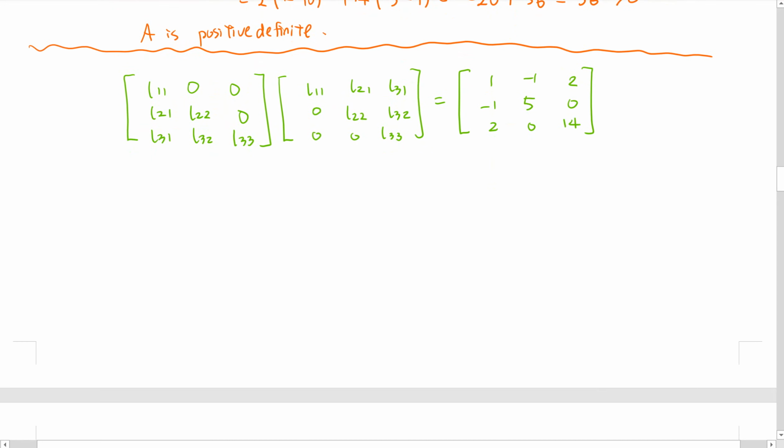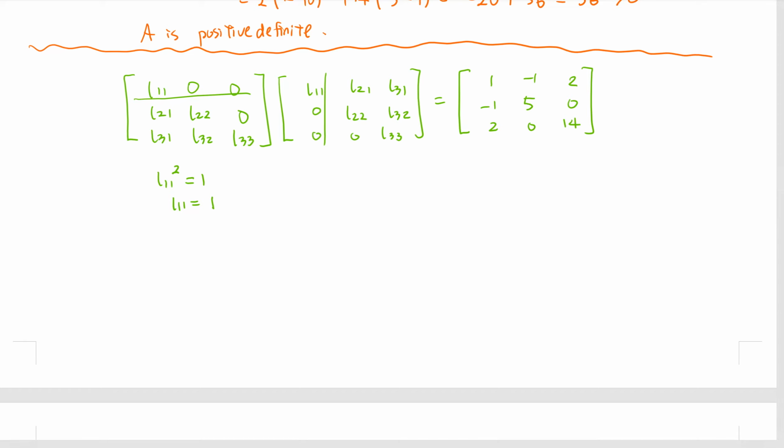Here, let me show you. Let's do the 9 position. First we use the first row times the first column. So L11 squared equals 1. So L11 is, I know the answer is plus or minus 1, but here we only pick the positive number. So we pick L11 is 1. This is the only place when you take a square root that you can just take the positive number. And why can we do that? Because A is positive definite. So we can pick it like that.